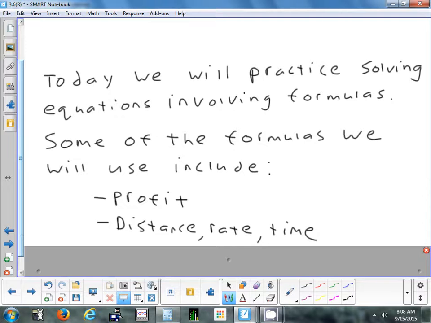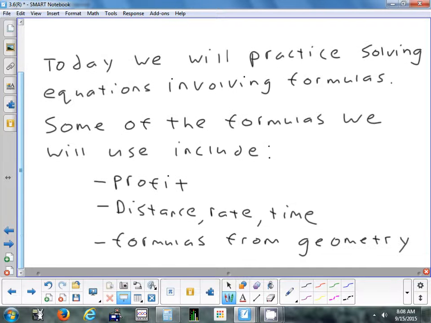Distance, speed, or rate, and time. So we might have a problem where somebody travels at 50 miles an hour for 3 hours. How far did they travel? Okay, we'll show you a very basic formula you can use for that. And the last problem is going to be a formula from geometry. So when we get to that, we'll take a look at it.